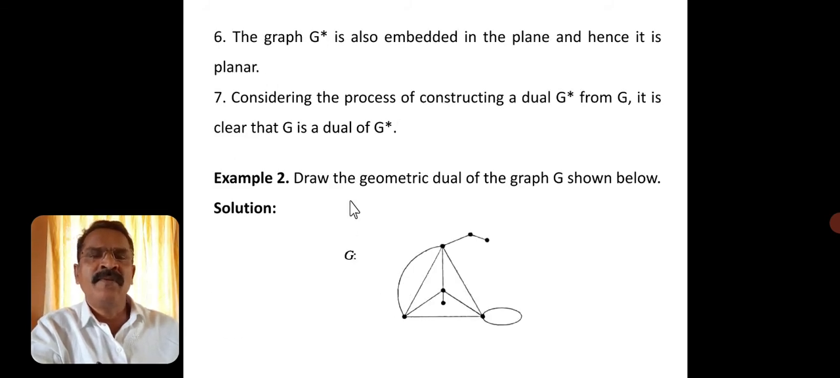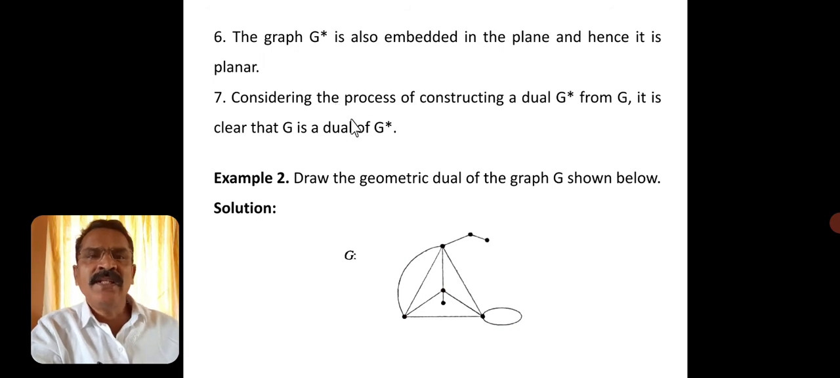Okay, two more observations if you consider. The graph G star is also embedded in the plane. Yes, it is possible to find the planar type graph, or you can say you can draw it without the intersection of edges. So it is possible to draw the graph G star on the plane without the intersection of edges, or you can say G star is also embedded in the plane, and hence it is planar. So therefore, if G is planar, G star is also planar. So this is the observation.